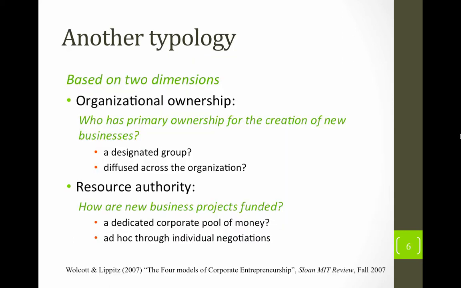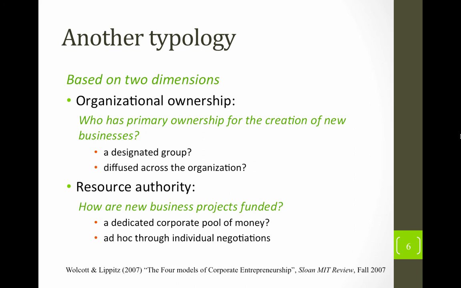Here's another way of looking at it, and it results in 4 models. So it looks at 2 dimensions, one of which is who owns entrepreneurship within the organisation. Is it owned at a high level? Is it a designated group, or is it something that just happens ad hoc because of individuals, or everybody's expected to be part of it?